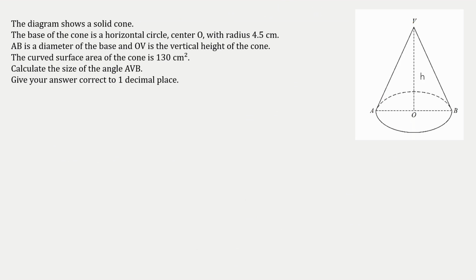Let's take this example. It's an exam type question. The diagram shows a solid cone, and the base of the cone is a horizontal circle, center O, with a radius of 4.5 centimeters.